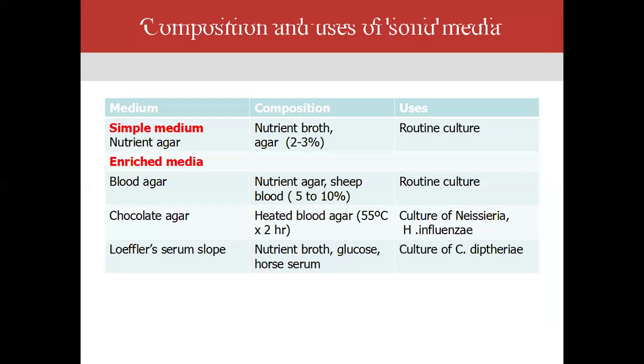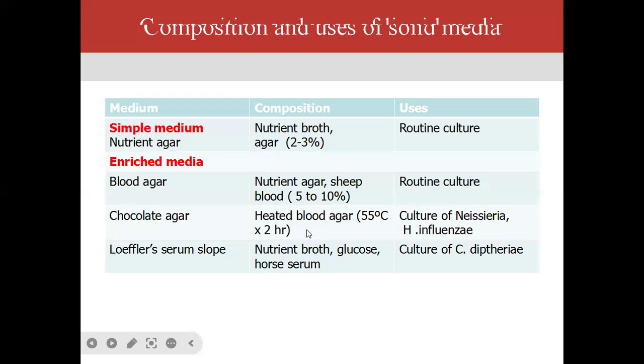Next, composition and uses of solid media. Like simple medium, what is the simple medium? Nutrient agar. What is the composition of nutrient agar? To the nutrient broth, add 2 to 3% agar. This is for routine culture. Next, enriched media such as blood agar. To the nutrient agar, add 5 to 10% sheep blood. This is also helpful for routine culture.